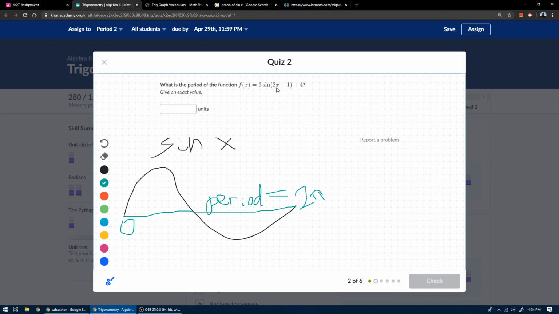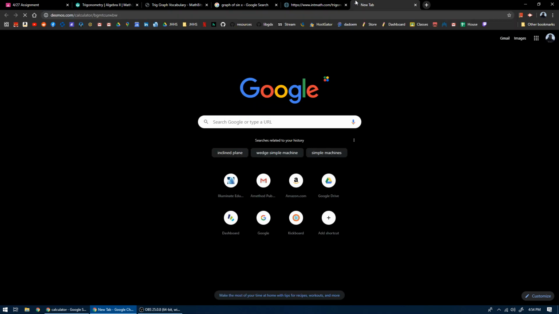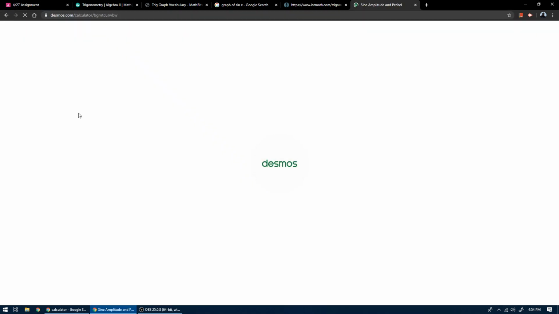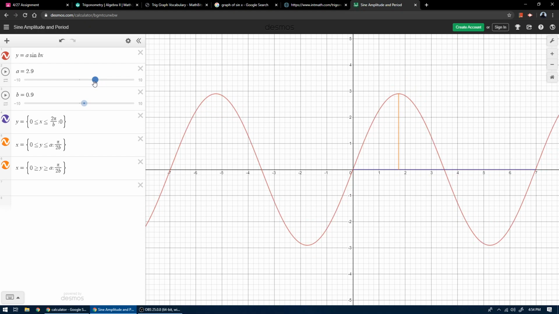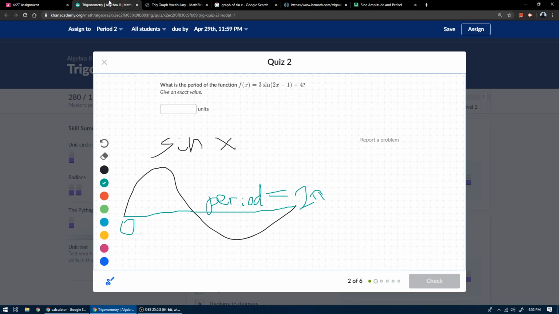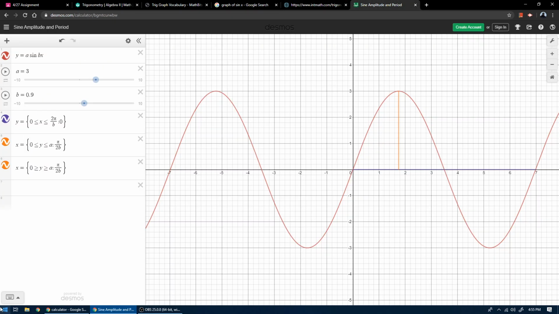So what happens here? Do I care about this? Does this affect the period? Probably not. Sorry, this is kind of a hard question. Let me look at Desmos to help you out. I think this is the amplitude period one, so feel free to use these to help you out. Here I see A will be 3, right? A is 3, and B will be 2.